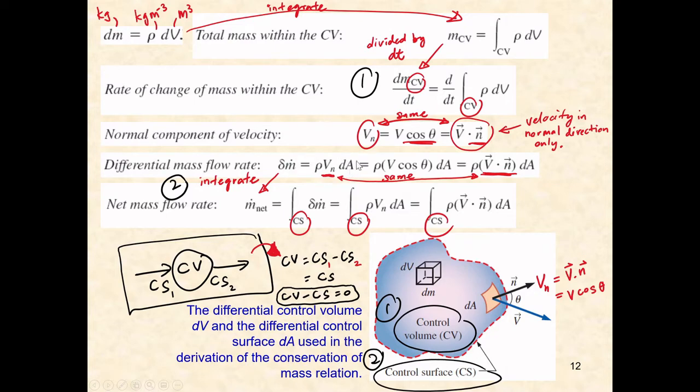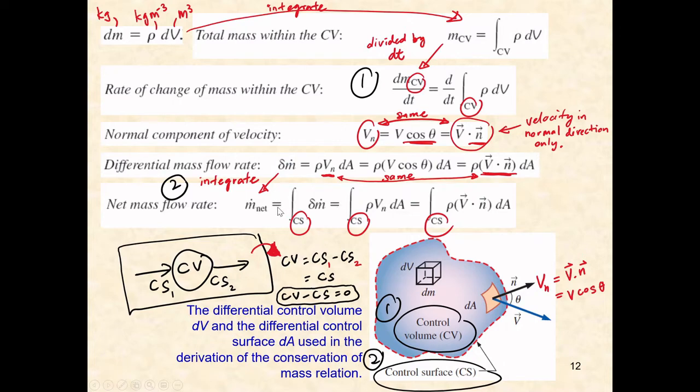Multiply with the small changes of area. So the normal velocity Vn equals V cos theta, which is also equal to V dot n. So basically, it just means that the density of the fluid multiplied with the velocity that's normal to the area dA. That's what it means.